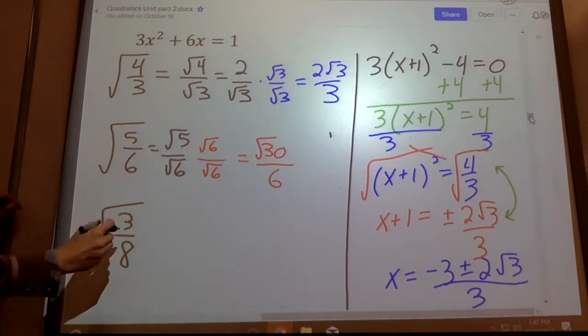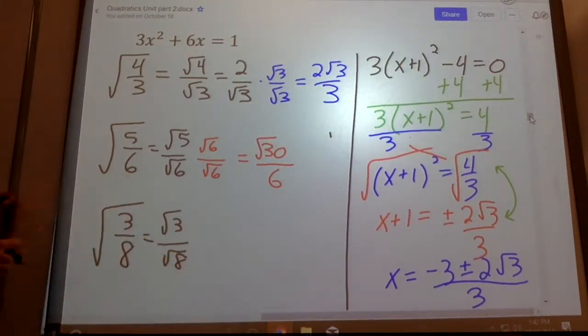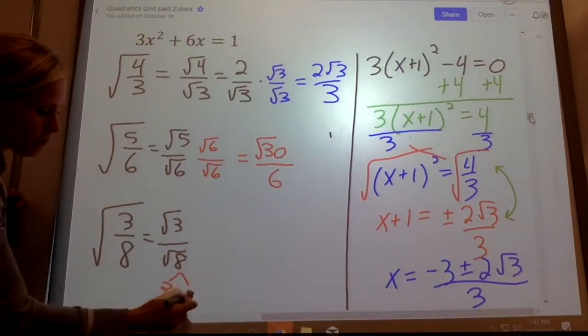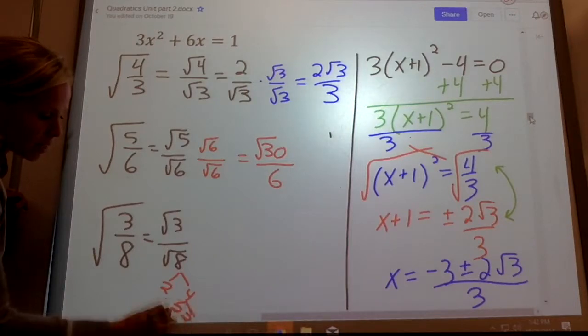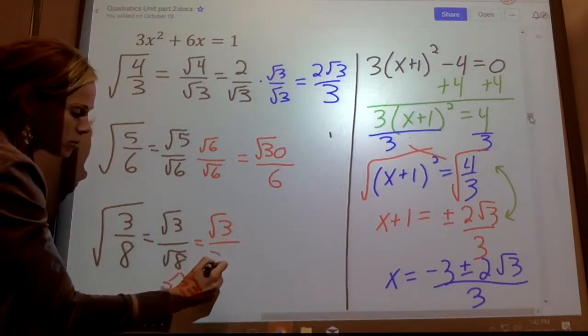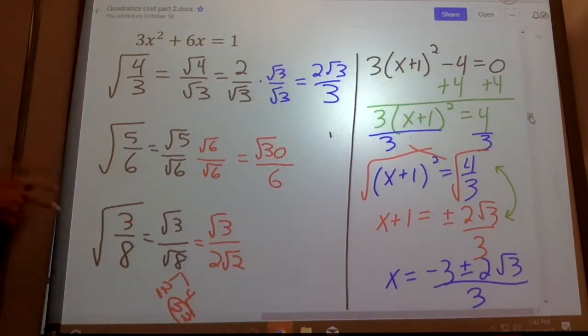3/8. So I'm going to say square root of 3 over square root of 8. Does that 8 simplify? Yes, 8 simplifies. So you have to do 2 and 4, and then 2 and 2. So I can take a 2 out, and the 2 goes outside of it. This 2 stays. But what's wrong with that answer?